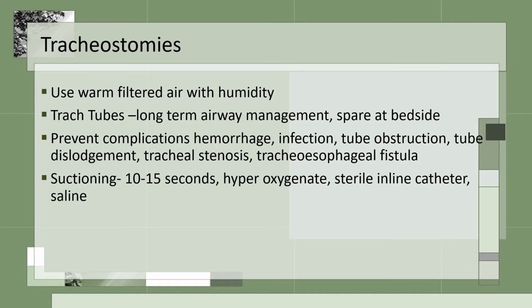Trach tubes are a long-term airway management. This is usually something that's planned for months to years. You always keep a spare at the bedside, ready to go if it's dislodged or obstructed. You're going to prevent complications like hemorrhage, infection, tube obstruction, tube dislodgement, tracheal stenosis, and tracheoesophageal fistula.